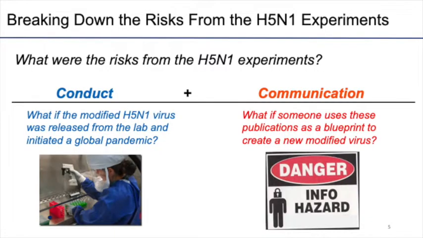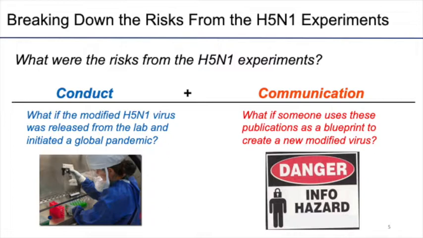Okay, so I'm using the H5N1 experiments as just a special case, but I think they're a good jumping off point to look at the risk of life sciences research in general. If we look at exactly what people were worried about when these H5N1 experiments were going on or were being published, I think there's basically two main categories of risk here.